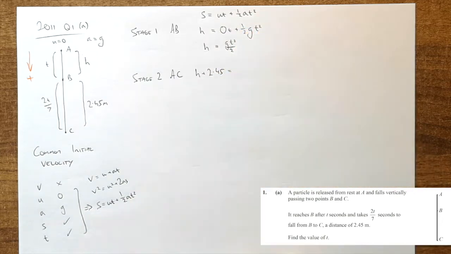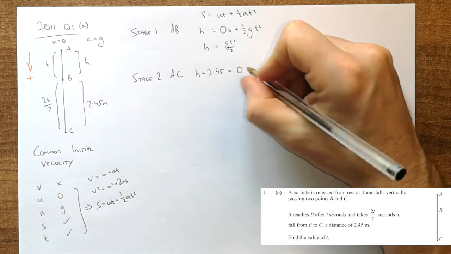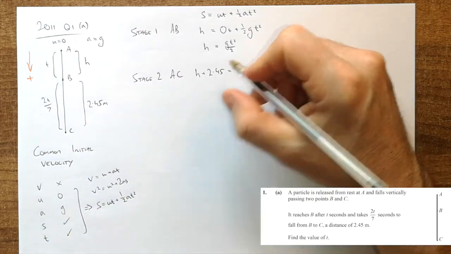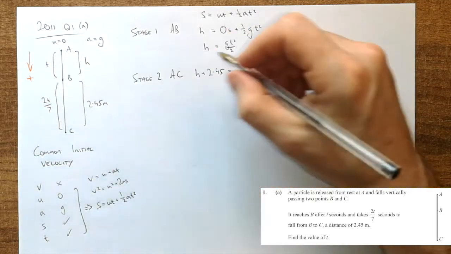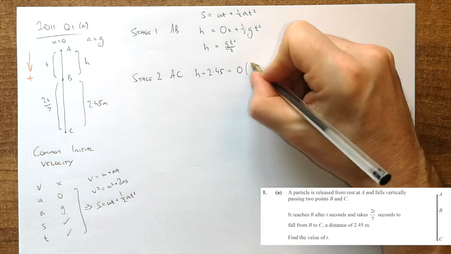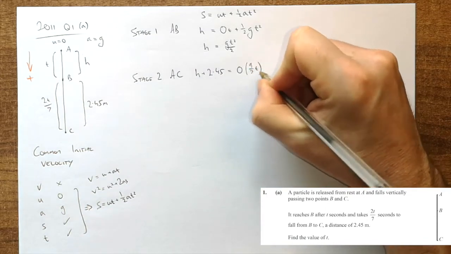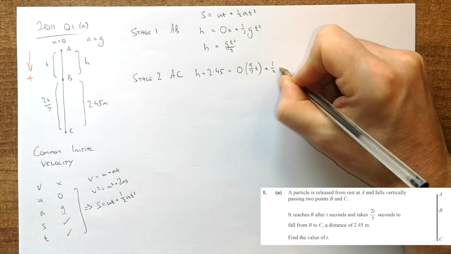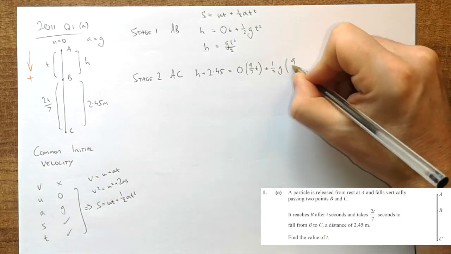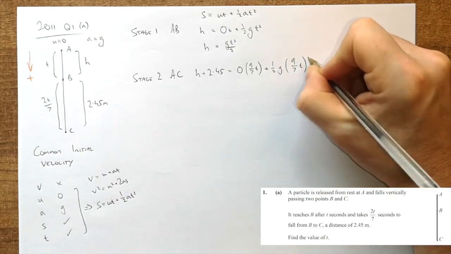And that equals, so u is 0. And the time, so these two, add them up together and you're going to get 9 over 7. 9 over 7t plus a half g 9 over 7t all to be squared.